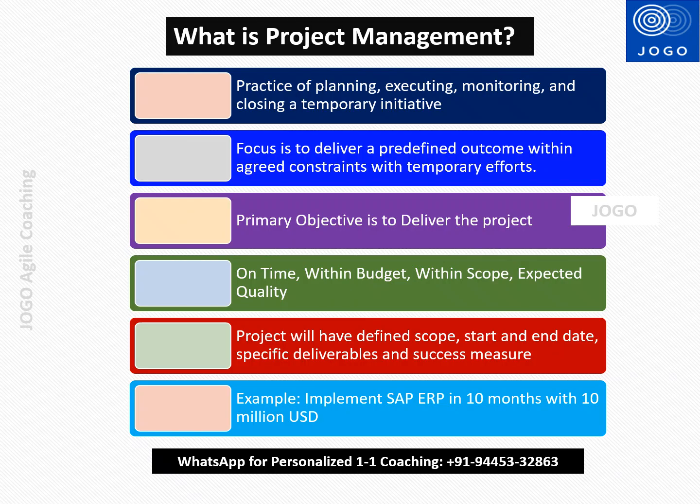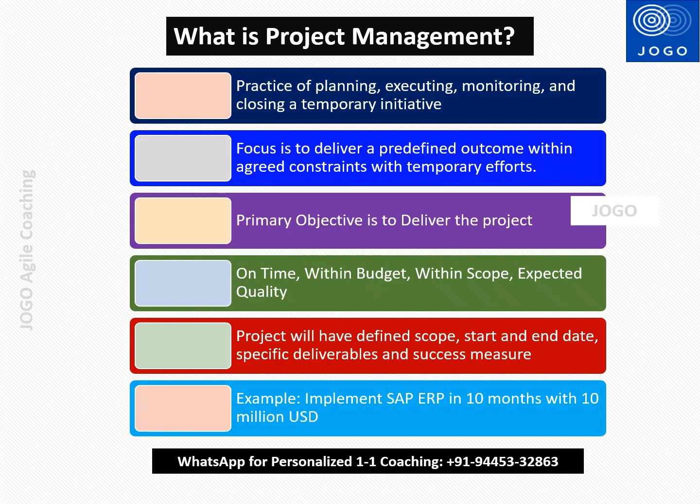The primary objective of project management is to deliver the project to the customers on time, within the budget, within the scope and the expected quality. So the timeline will be defined, budget will be defined, scope will be defined and quality will be defined. So the project should be delivered within these boundaries. A project will have a defined scope and a start and end date, and specific deliverables and success measures. The success measure will be used to validate whether the project is successfully completed or not.